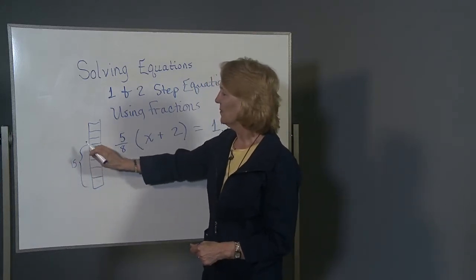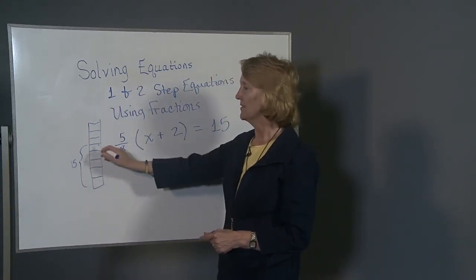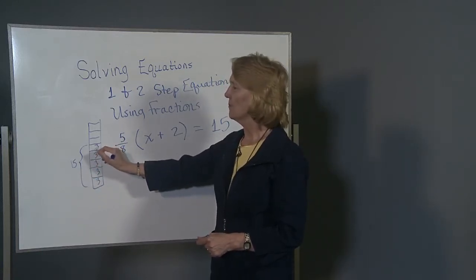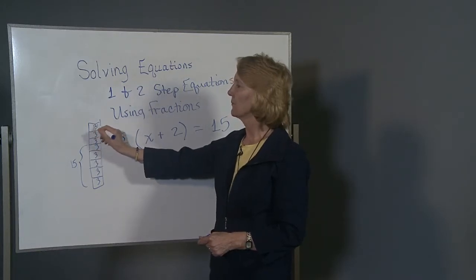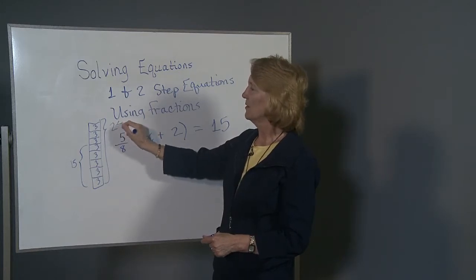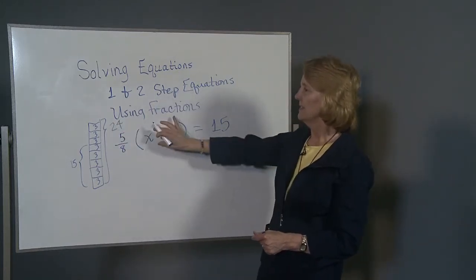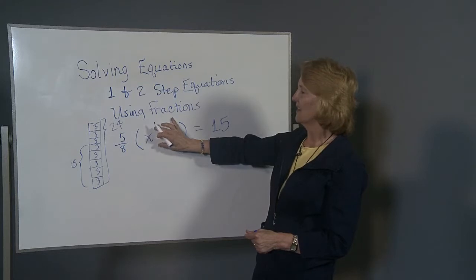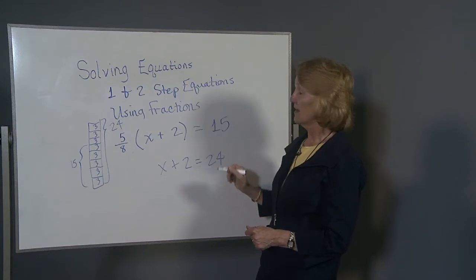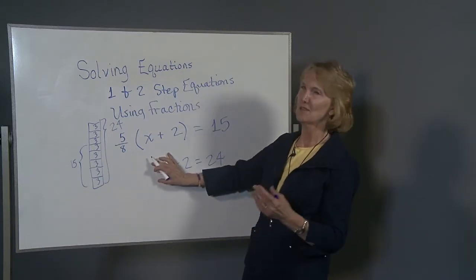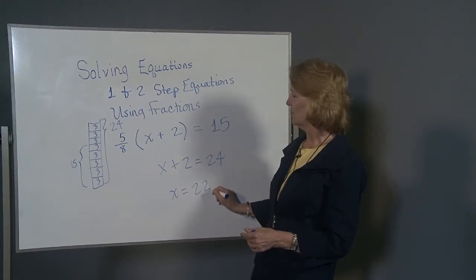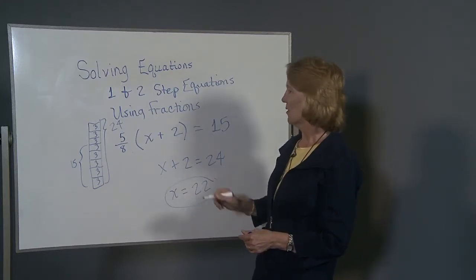You had to have equal parts. 5 parts, and they had to make 15. They must have each been 3, which means all of the parts were 3, which means 8 parts, and they're each 3. It must have been 24. This must have been 24. So x plus 2 must have been 24. Now we have an easy step. What plus 2 makes 24? X equals 22. Now let's show our work.